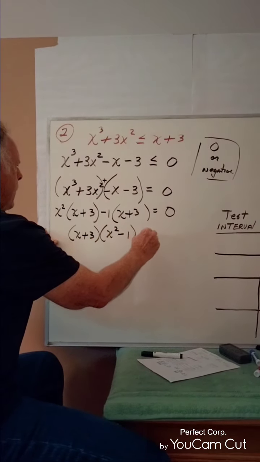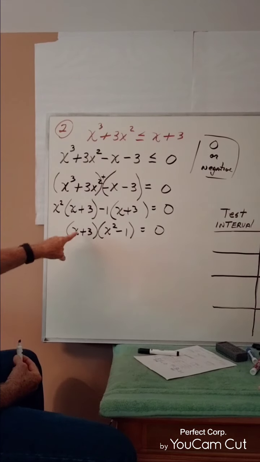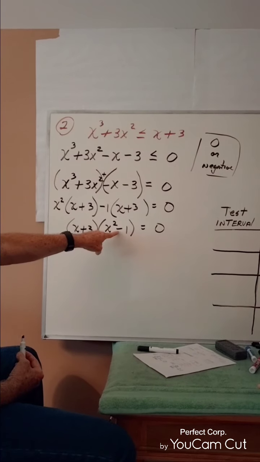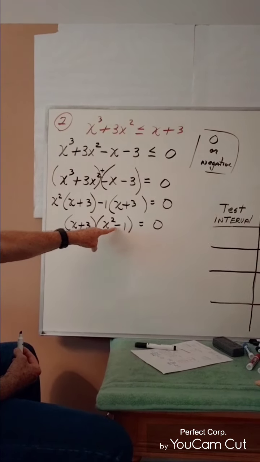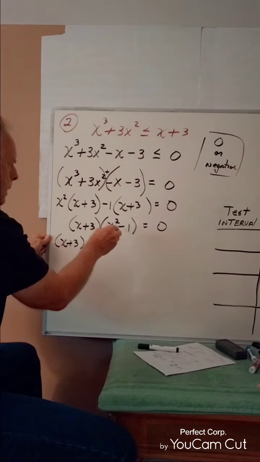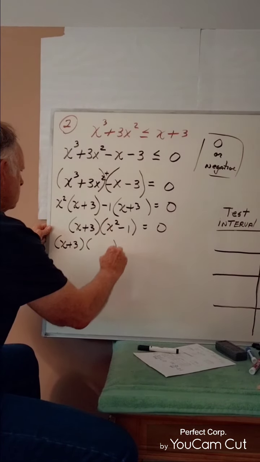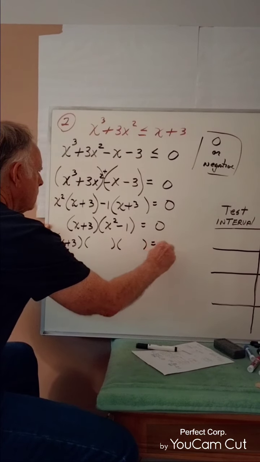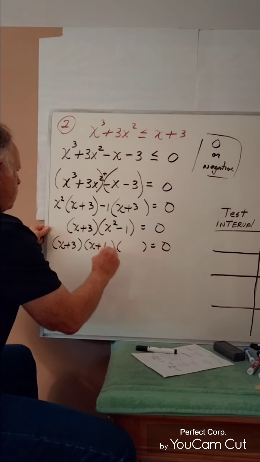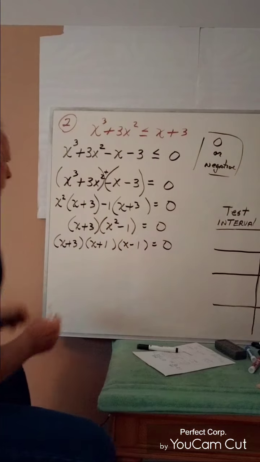Now as we survey those factors, we want to make sure that everything is prime. This one is not, because it represents a difference of 2 squares, which we are able to factor further. So bring down that factor of x plus 3. Do the difference of 2 squares into the binomial conjugates: x plus 1 and x minus 1.